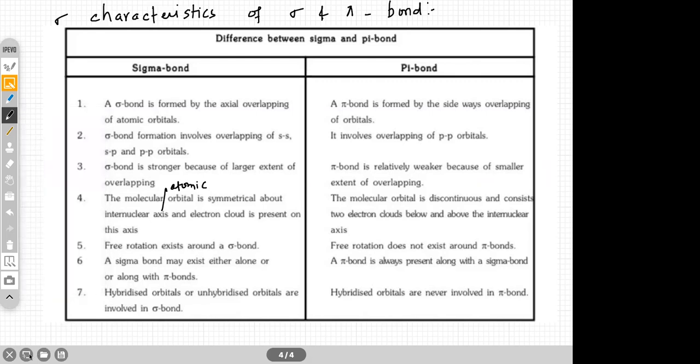Fine, guys. So you see how orbital overlap takes place and forms the molecule. So we are going to see a few examples here.